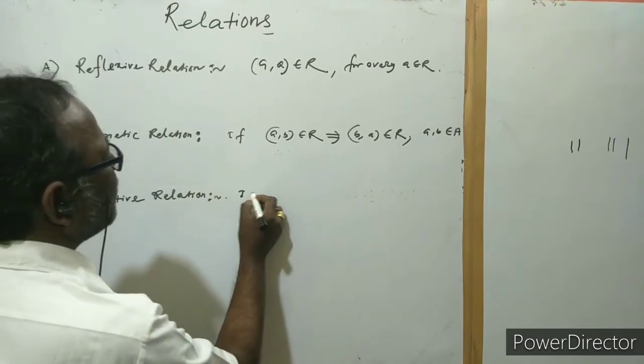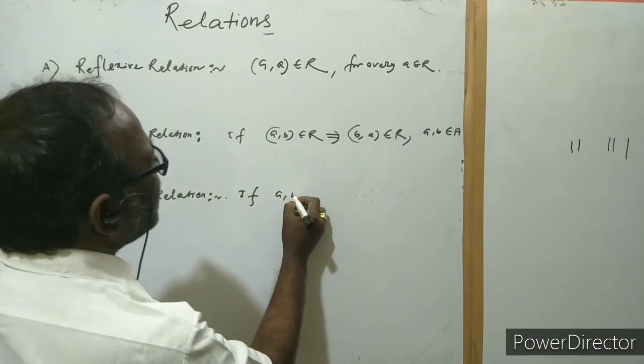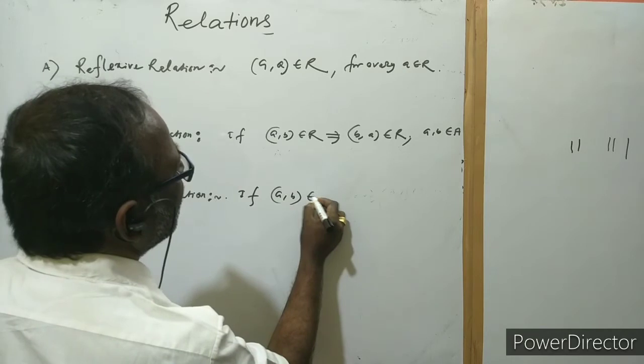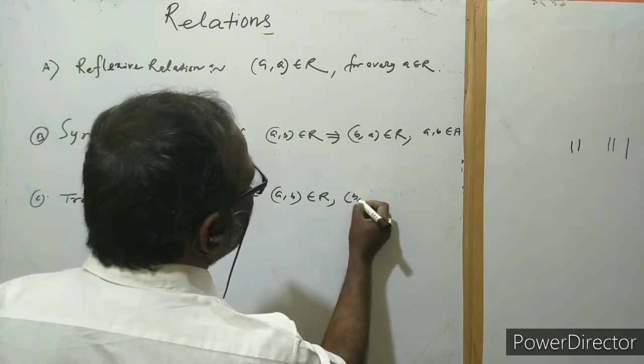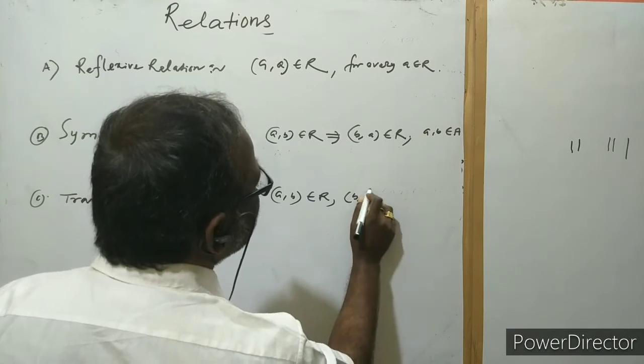For the transitive relation, if A comma B lies in R and also B comma C lies in R, here this is C.